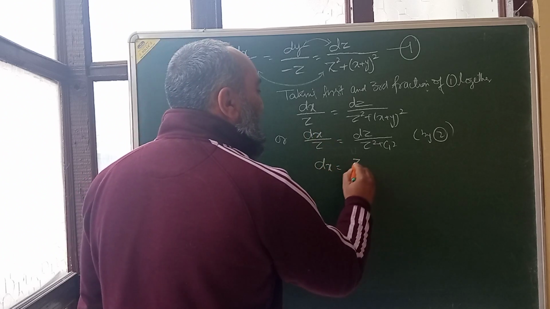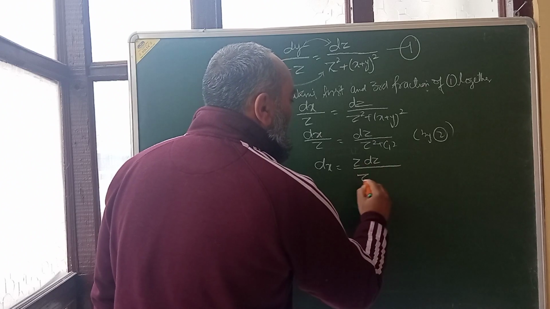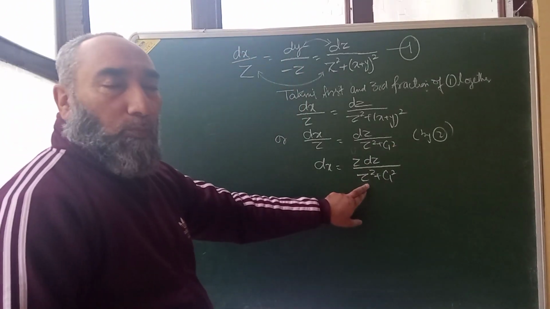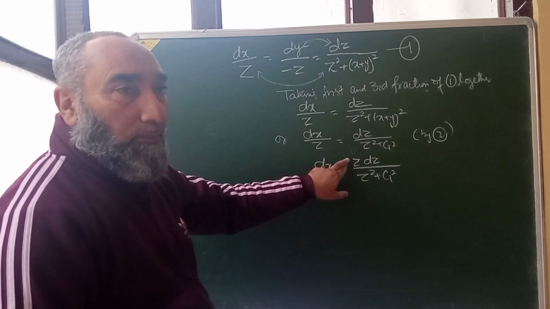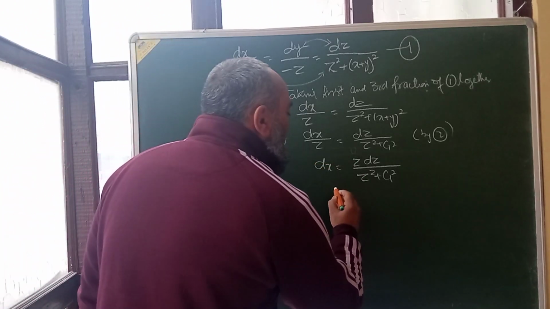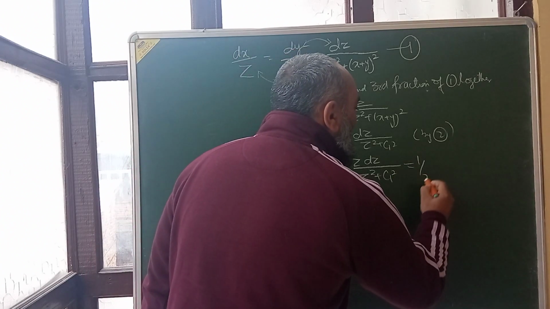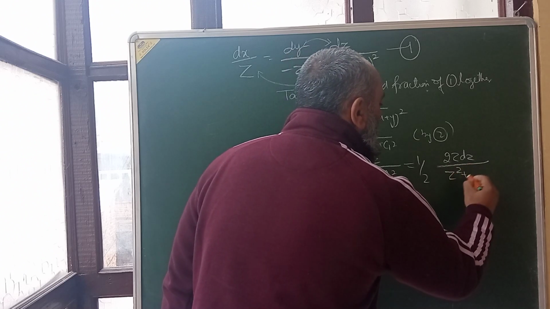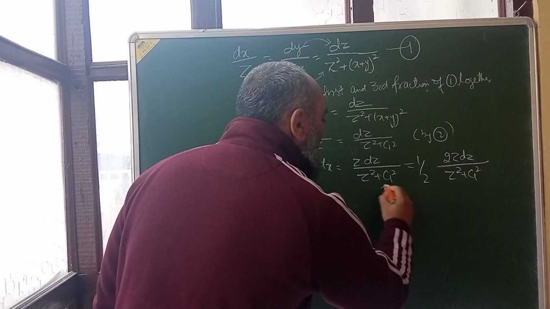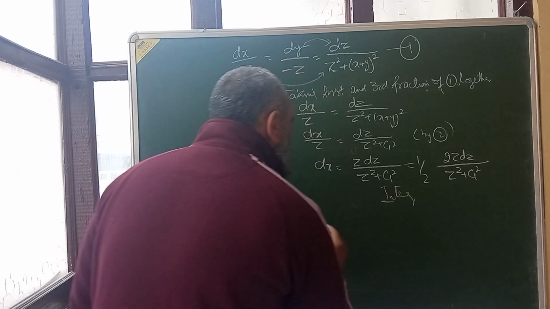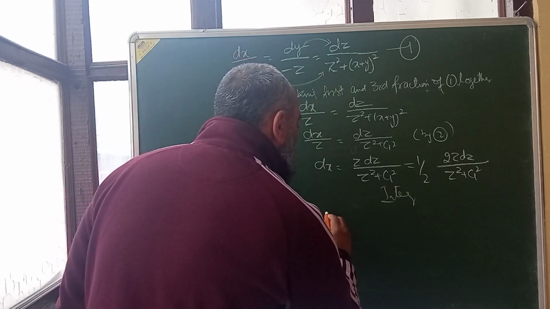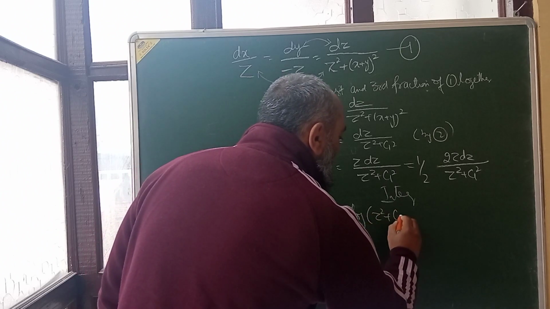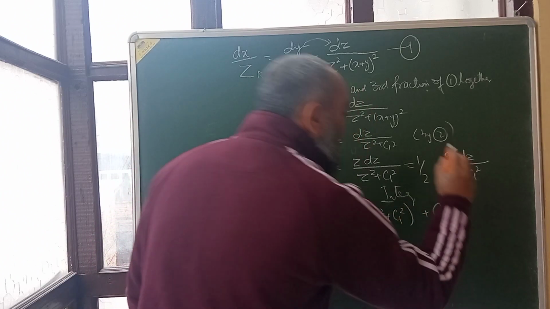dx equals z dz upon z square plus c1 square. Now, this is the function. Its derivative is 2z. So, let me write it as 1 by 2, 2z dz upon z square plus c1 square. Now, let me integrate it. I will get x equal to 1 by 2 log of z square plus c1 square plus some constant of integration c2.